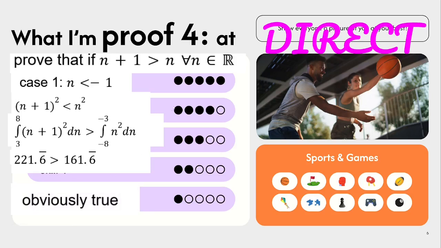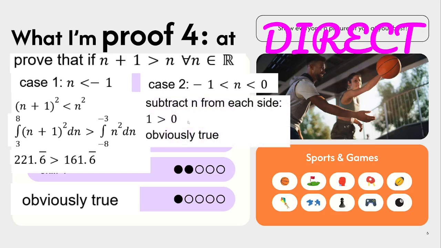And that brings us to our second case. So case 1 is proven. Our second case is if n is in between -1 and 0. Now, if this is true, we're going to do a pretty complicated process, and that is just subtracting 1n from each side. And that will get us 1 is greater than 0, which is obviously true because that's, once again, I think how numbers work, if I read it right. So, if I know correctly.